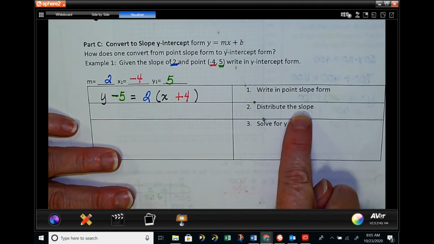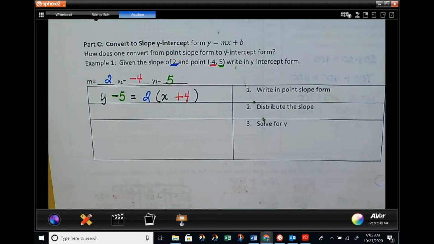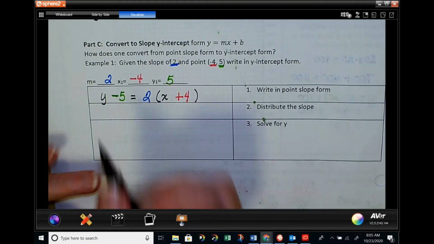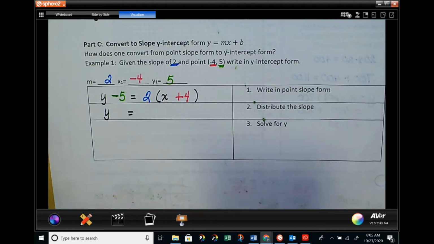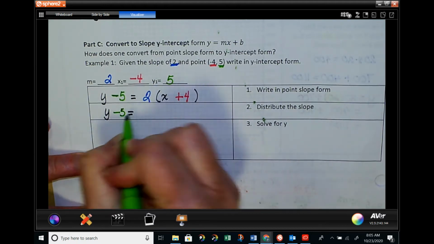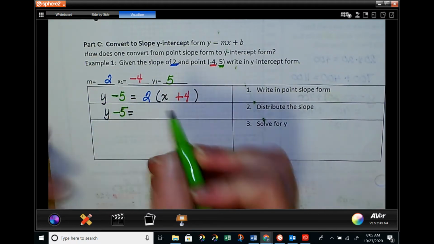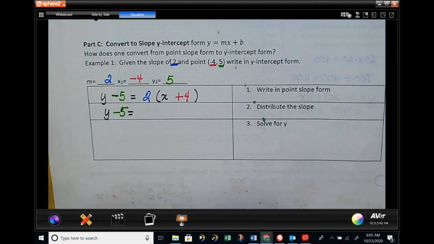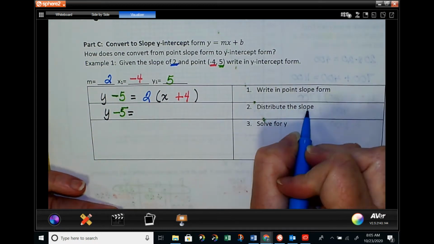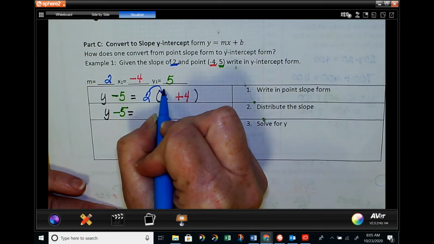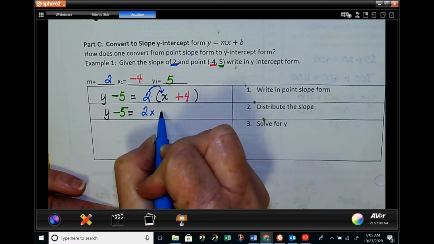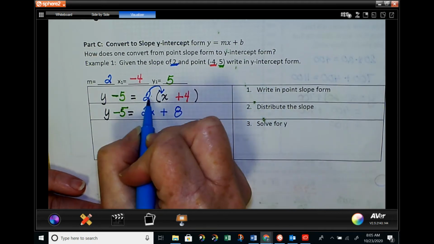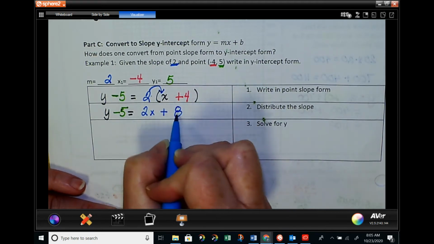Step 2 says to go through and we're going to distribute the slope. And so you still have y minus 5. So that part's not going to change. I haven't changed this left side of the equal sign at all. It's still there. So now we go through and we're going to distribute this slope. So 2 times x is 2x. 2 times 4 ends up being 8. And a positive times a positive is a positive 8.